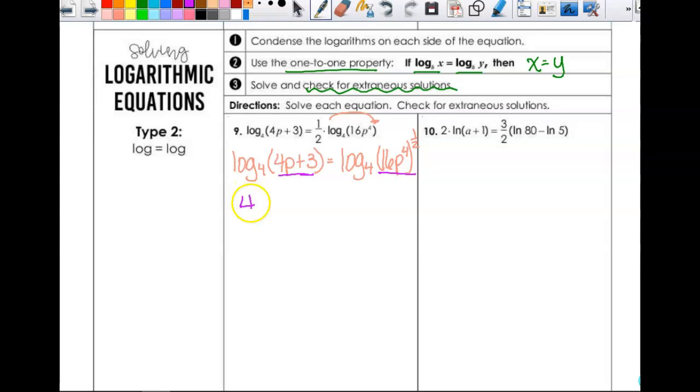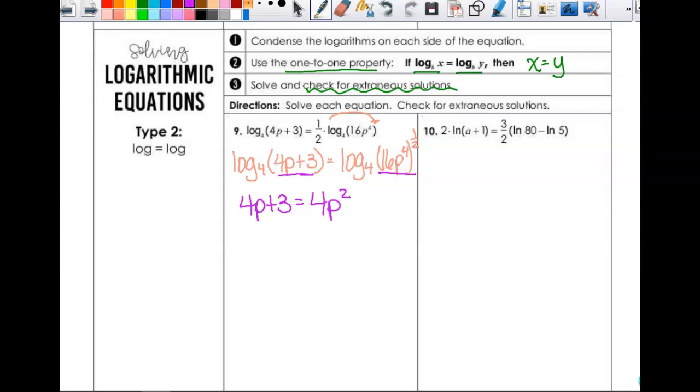So that gives me 4p plus 3 equals, and then I can go ahead and take that to the, what's 16p to the 4th to the 1/2 power? Yeah, it's the square root of it. So then what is the square root of that? 4p squared. Good.